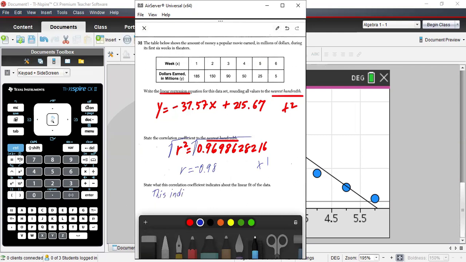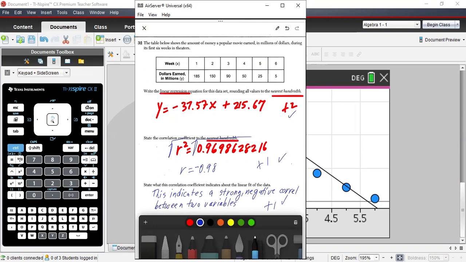Now down here, all we say is this indicates a strong and negative correlation between the two variables. That's all I'm going to say. And once you write this little statement, this will be 1 point. So this is 2, this is 1, this is 1.